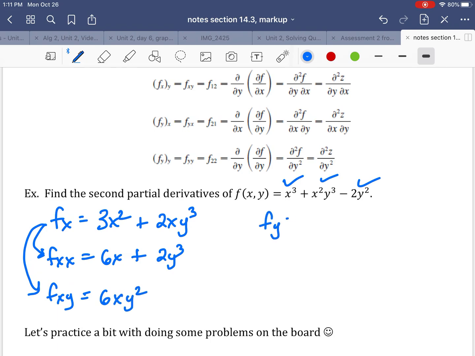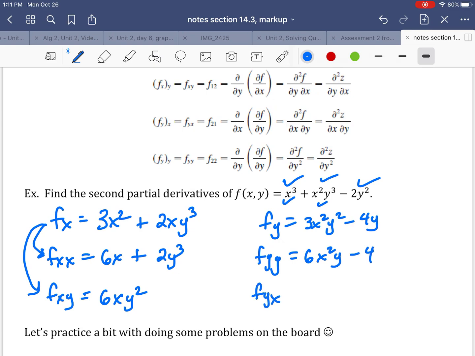Okay, so let's do fy. This part right here would just be dead to me because it has no y's. For this next piece, the derivative of y to the third is 3y squared. So I'd have 3x squared y squared minus 4y. Then fyy, I do the derivative with respect to y again, so that'd be 6, leave my x squared alone and put y back, minus 4.